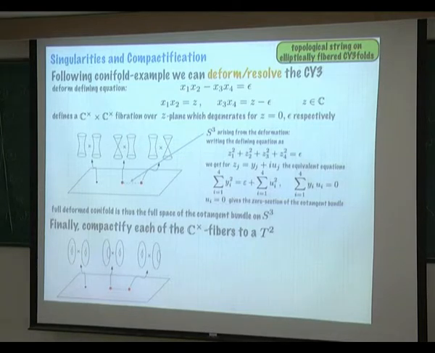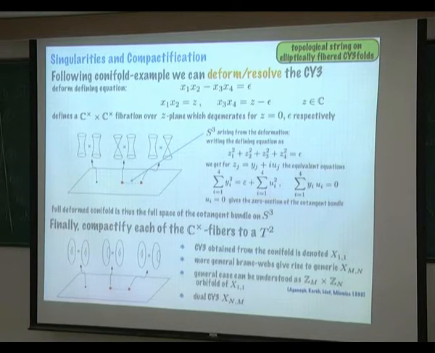Finally, for the applications I have in mind, I still want to compactify this on a torus. So instead of a C star cross C star fiber, I now compactify them on a torus with the same idea. So along the Z plane, I have two points, Z equals 0 and Z equals epsilon, on which either of these two tori degenerates.